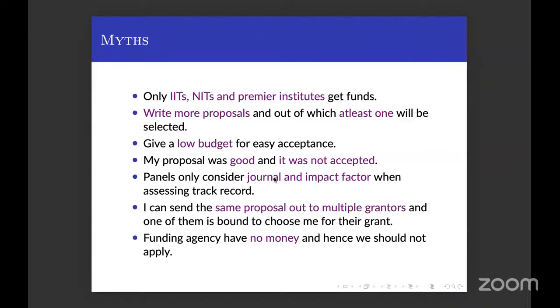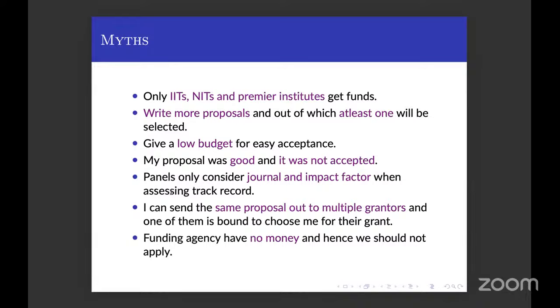Give a low budget for easy acceptance. You have a 20 lakhs requirement, but you are giving only 5 lakhs, thinking that if I give 5 lakhs, my proposal will get accepted. Secondly, my proposal was good and it was not accepted. Why am I telling all these things? When you are writing a proposal, you know that your proposal was good and that is why you have submitted it. But you have not taken any peer review, you have not seen other proposals, and that is why you are confident that my proposal was good and it was not accepted. So keeping in mind that my proposal was good is a myth. You should not keep it in mind.